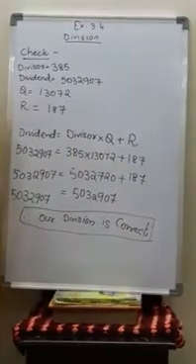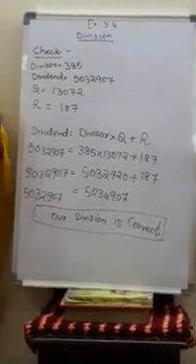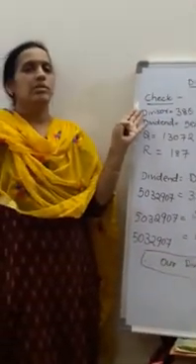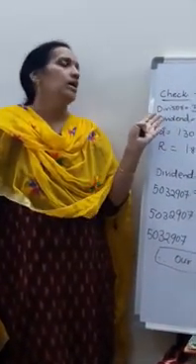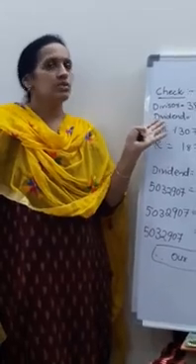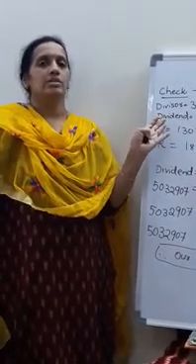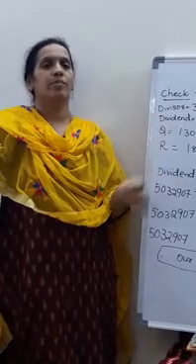So understood children? In the same way we can do division of a large number with a 2-digit number, and division of a large number with a 3-digit number. Hope you understood the concept and try to complete the sums in exercise 3.4. Thank you children.